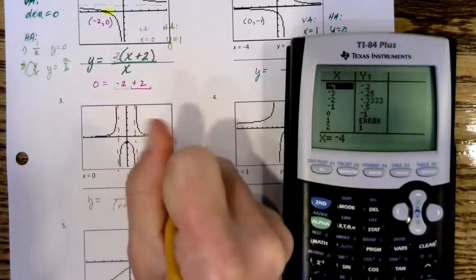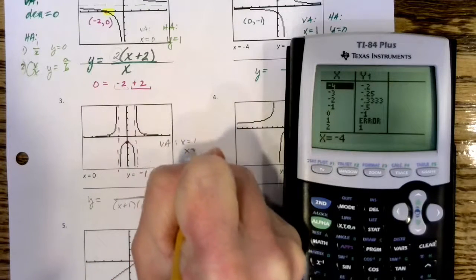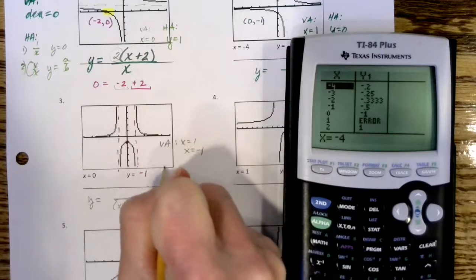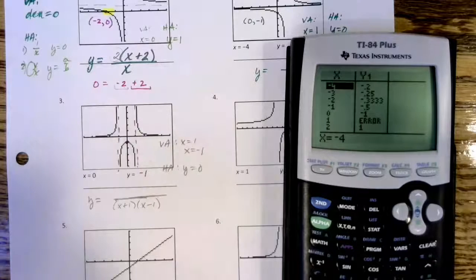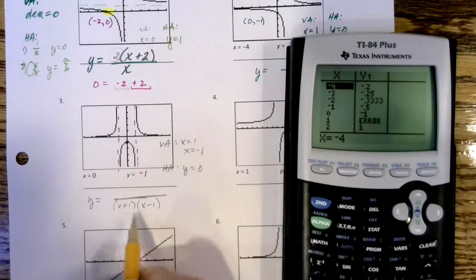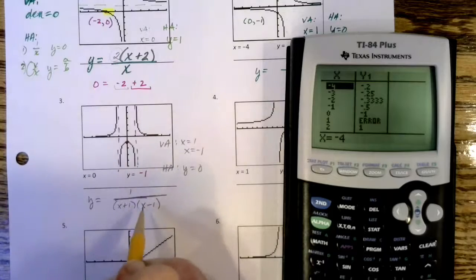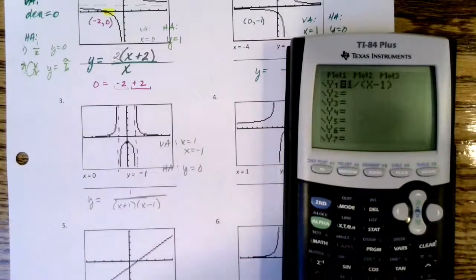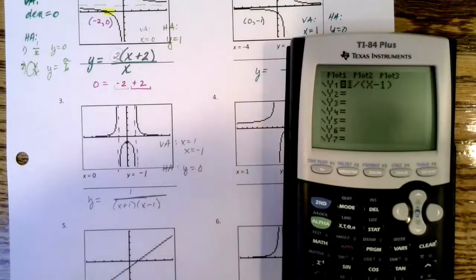When I look at my horizontal asymptotes, let's go over here. My vertical asymptotes are x is equal to 1 and x is equal to -1. My horizontal asymptote is y is equal to 0. So because I have 2 x's down here, I either have no x's or I have 1 x. So let's go ahead and go to the graph because we got to play with what's going to make this a possibility.